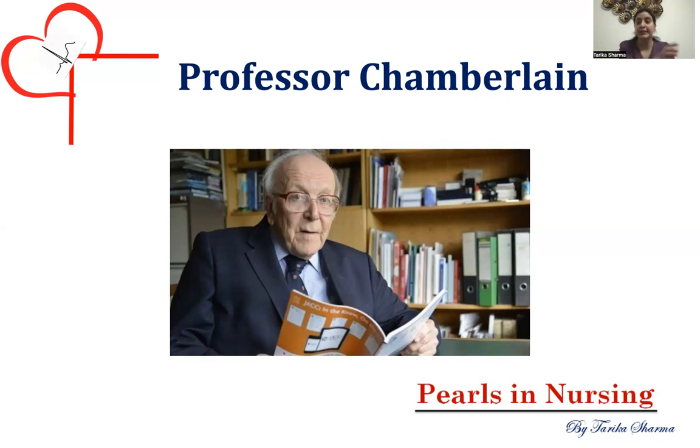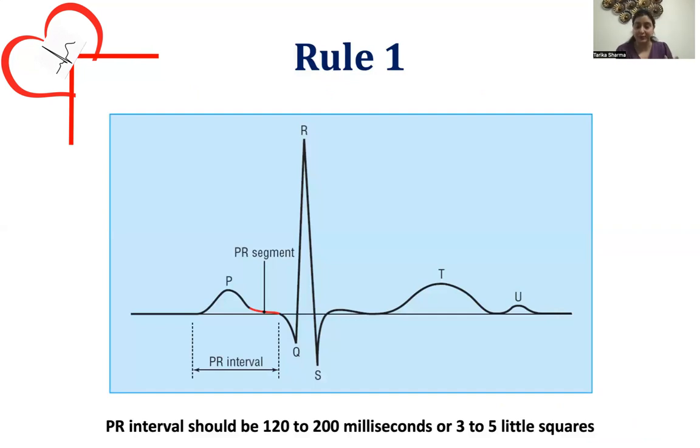तो हमारा first rule क्या कहता है? As per rule number 1 by Professor Chamberlain, the PR interval should be 120 to 200 milliseconds. Okay, यहाँ पे milliseconds भी दिया है, but for your easy understanding, remember it in seconds. तो आपका जो PR interval है, PR interval क्या है? From the starting of P wave till the starting of QRS complex. This interval should be between 0.12 to 0.20 seconds, मतलब 3 to 5 small squares. If it is more than 0.20 seconds or less than 0.12 seconds, it is abnormal, right?